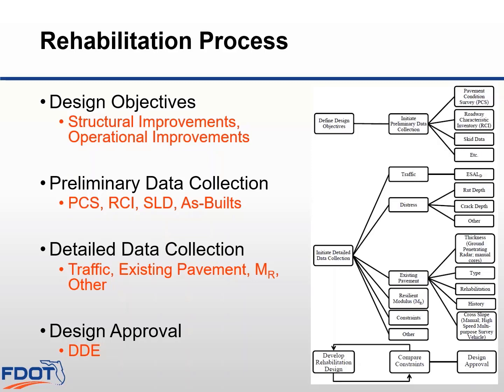Once you know the purpose of your rehabilitation, you can start collecting some preliminary data from sources such as Pavement Condition Survey, the Roadway Characteristics Inventory, the straight line diagrams, and the as-built plans from the previous construction of your roadway. After evaluating the preliminary data, you'll be ready to move forward and request some additional data from different offices, including traffic data, existing pavement information, including distress types and the structural makeup of your pavement, field resilient modulus, and any other additional considerations there may be for your project. These may be best identified through discussions with your district maintenance and construction staff. And when your design is completed, you'll need to submit it for approval by the district design engineer.